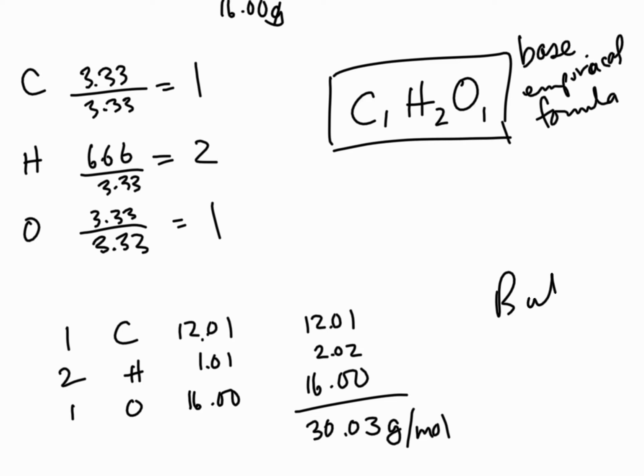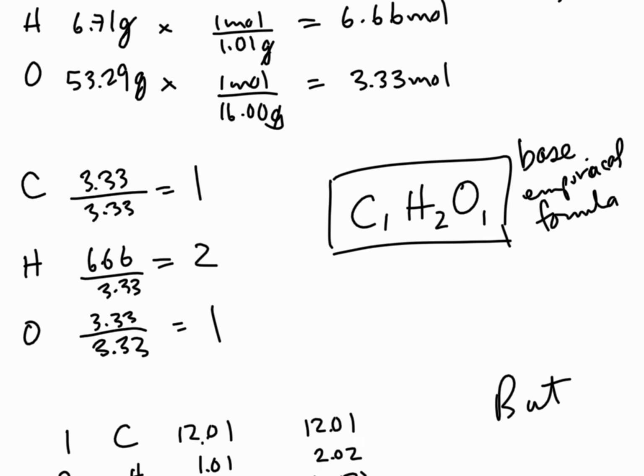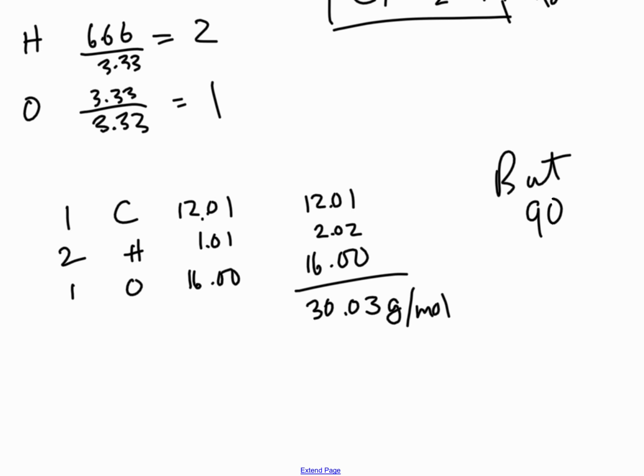But they say that the molar mass of the compound is 90 grams per mole. So if I take a look at the comparison, how do I get from 30 up to 90? Well, 30 times 3. So if I multiply this molar mass by 3, I can get 90. So then what I need to do is take each one of these numbers, and if I want to triple this, I just have to triple each of these. So I'd need 1 times 3, 2 times 3, 1 times 3.